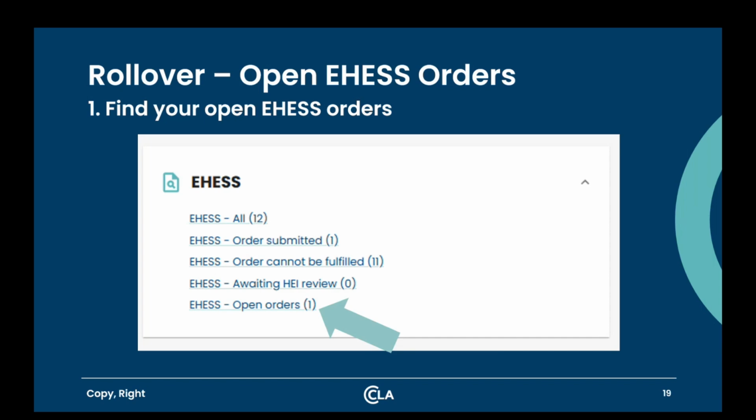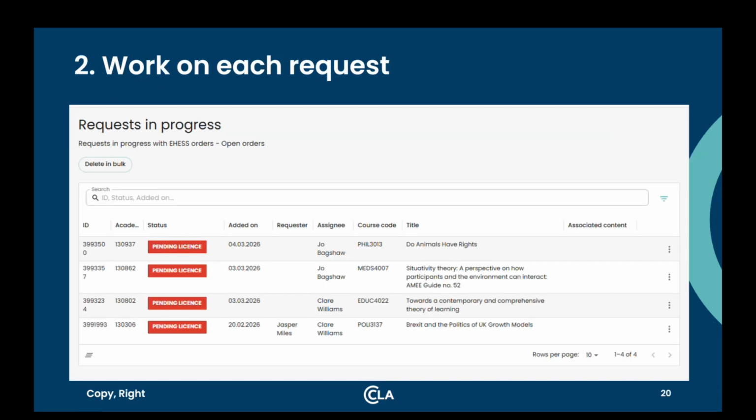And then to find orders which need to be closed, you can scroll to the bottom of the DCS dashboard to the EHES section. And here you'll see a link called EHES Open Orders with a number of open orders in brackets. You can click on this link and you'll be taken to a new page showing you all the requests with open EHES orders. And then you can work through all of the orders by clicking on each row and request.